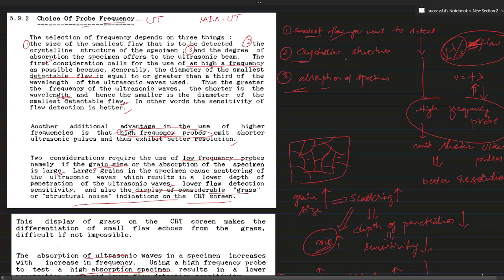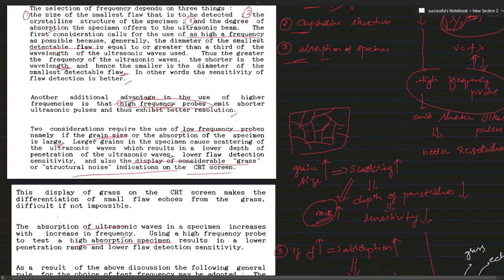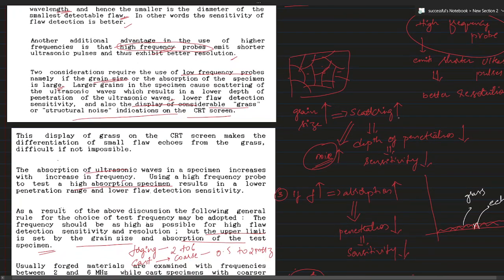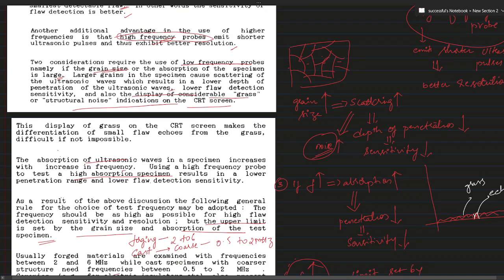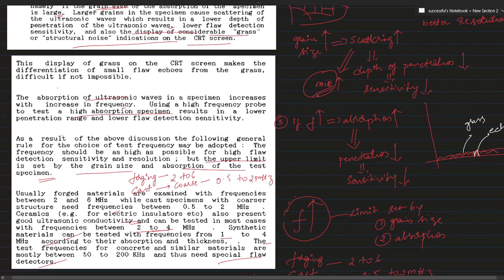But if you see crystalline structure, if the grains of the structure are very large, then the scattering increases. If scattering increases, much of the energy will dissipate at the initial stages itself. It will not go to the depth of the block. So depth of penetration decreases. If depth of penetration decreases, that means much of the area is uncovered, which means sensitivity is decreased. And also, as scattering increases, noise increases. Okay, this is the second consideration.